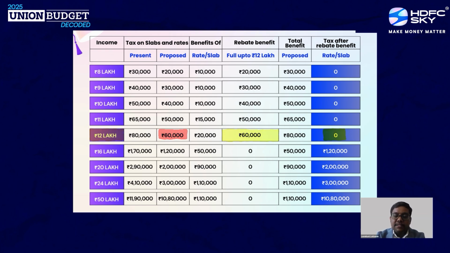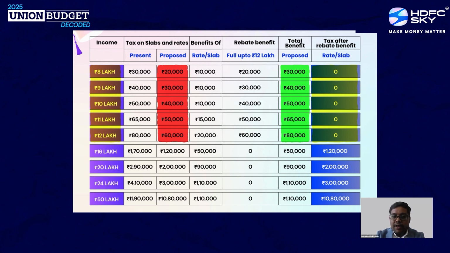So the most talked about point with respect to the budget is that up to 12 lakh income, there is no tax. That is essentially because of this rebate benefit. As per calculation, there will still be a tax, and there will be an equivalent amount of rebate, because of which there will be no taxation up to 12 lakh annual income.